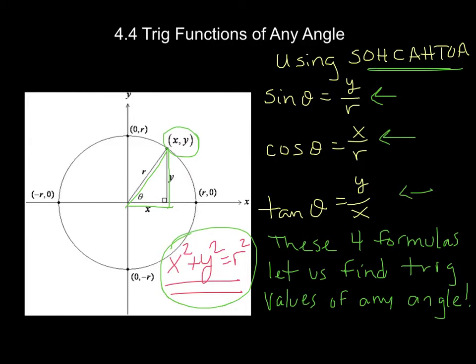So if we know these four formulas, x squared plus y squared equals r squared, y over r, x over r, and y over x, we can use these four to find the trig values of any angle. And the only thing we have to keep in mind is making sure that our signs are correct for the quadrant that our angle ends up in.